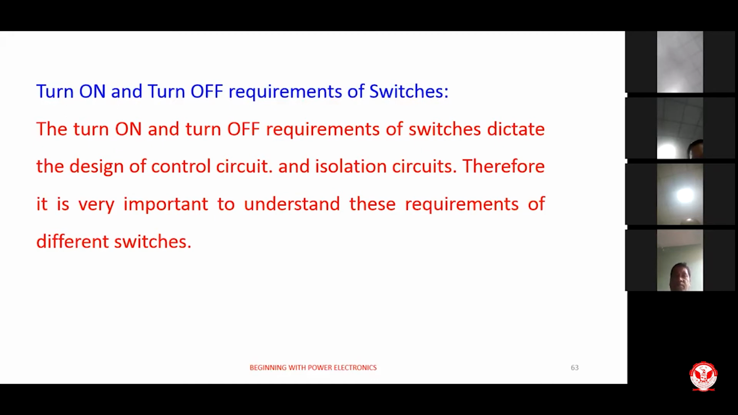It is very important to understand these requirements for different switches, because if we do not have drivers, we cannot make a converter. For making drivers, these particular aspects must be known for each individual switch.